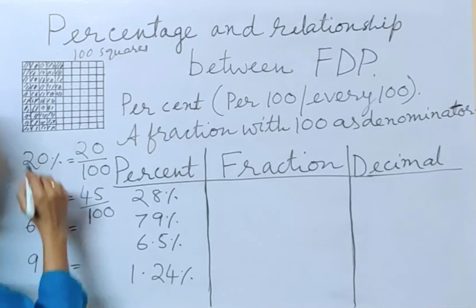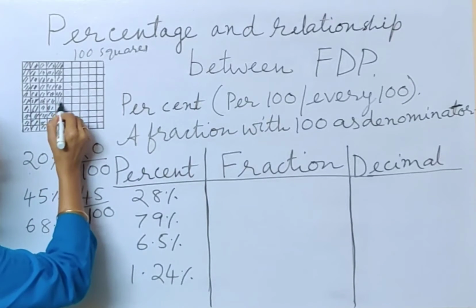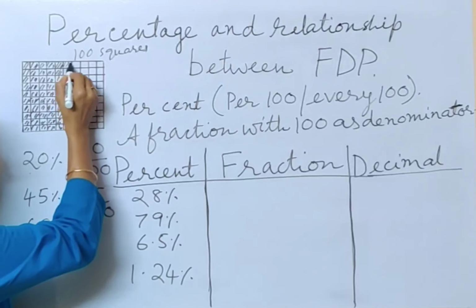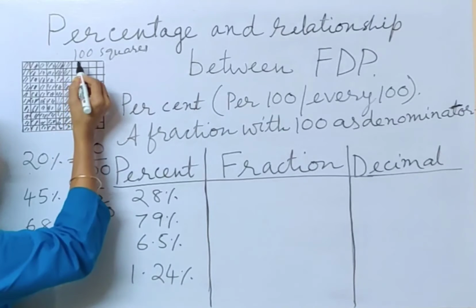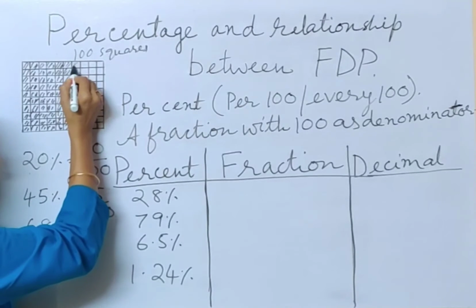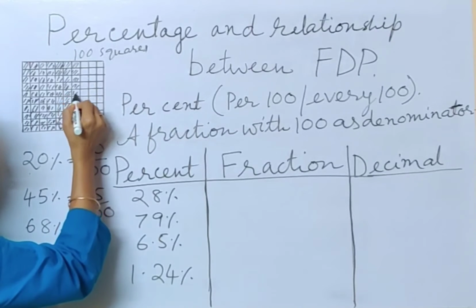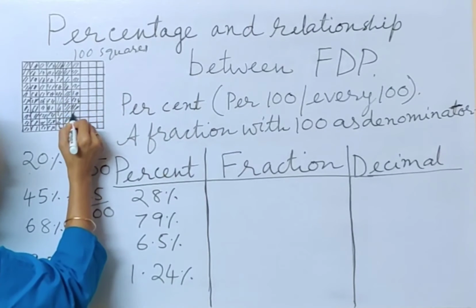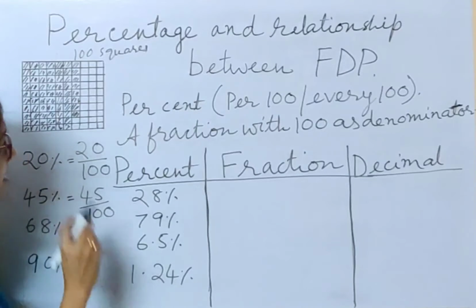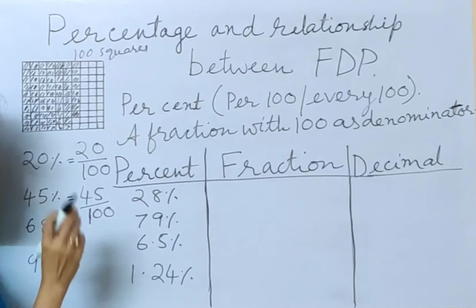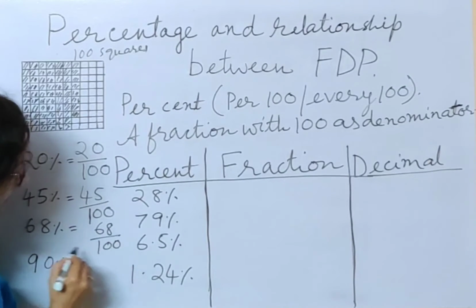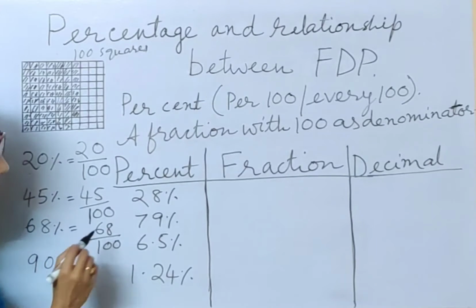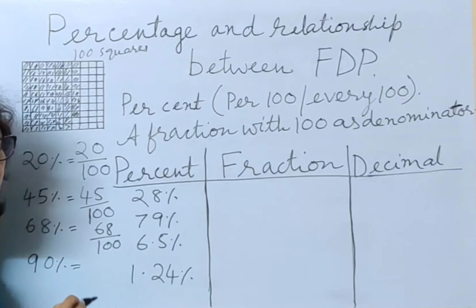Now 68%. Similarly, now this is 50. Now if I shade this strip of 10, it will be 60, and then now 68. So 8 more squares I have to shade. Carefully shade till 8. 68 squares I have shaded in the 100 grid. So 68 out of 100. So 68% is 68 by 100 or 68 out of 100. This is your fractional form.